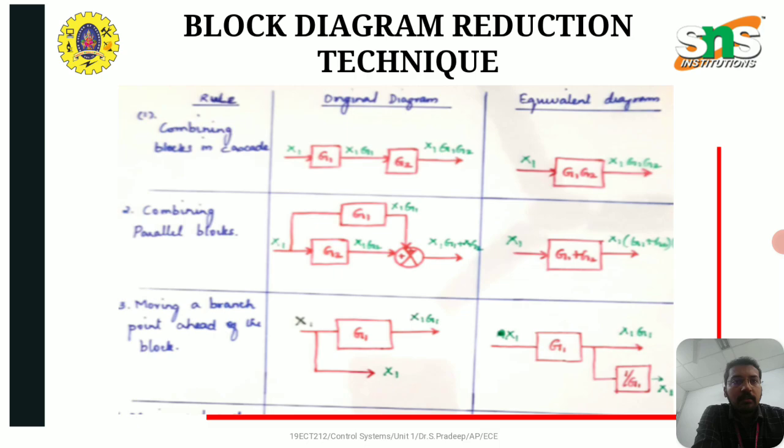The rules for block diagram reduction techniques are given in this slide. So the first one is combining blocks in cascade. In the original diagram we have G1 and G2 in series. The equivalent diagram is combined into a single block with G1 G2 as the transfer function. Next, parallel blocks are combined. In this we get the output as G1 plus G2.